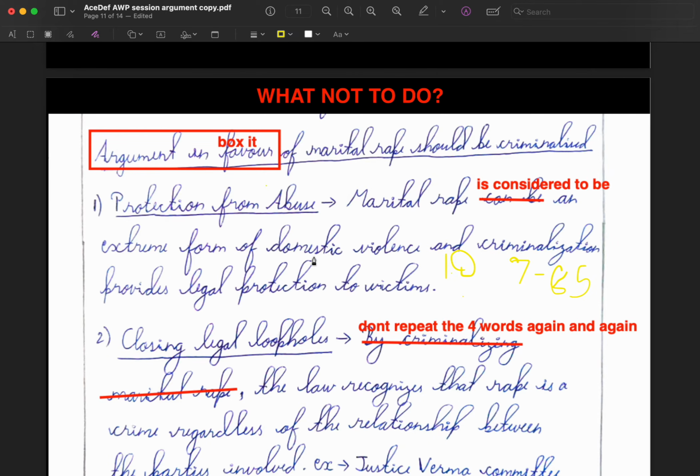I will show in the examples in the next pages on what not to do. So I will be showing you with examples, but first I want you to keep your pens down and I want you to listen to me very carefully.